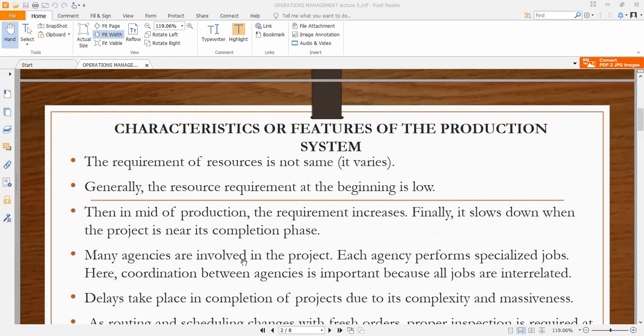The second thing is that many agencies are involved in the project. Meaning that for a project to be done you need various inputs from various people. Each agency performs specialized jobs. At this point coordination between agencies is important because all jobs are interrelated. As an operations manager, you need to be able to validate other people's skills, meaning that you need to get people that are specialized in that particular area and coordinate them in one environment for you to be able to produce what you need.